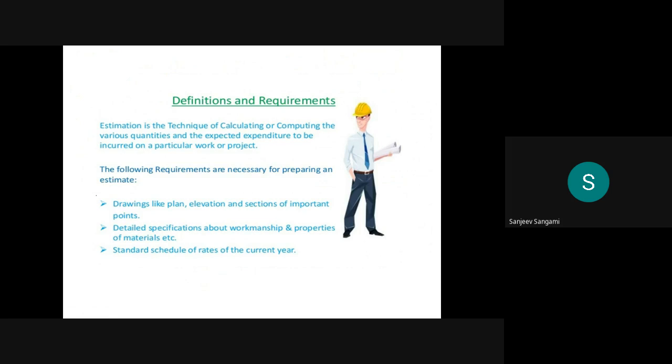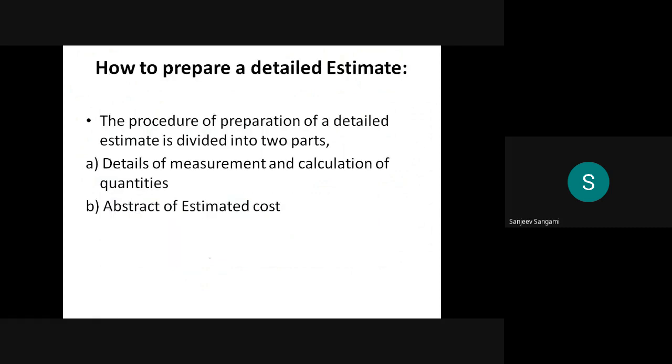The definition we already did. Then, what are the requirements for preparing the estimate? Drawings like the plan are required. Elevation and sections are the important points whenever you are preparing the estimates. Then detailed specifications are required, about the workmanship and the properties of the material. You have to take the test reports from the competent authorities saying these are the quality of the materials we are giving for our project work. Then standard SR rates are normally required for preparing any of the estimates.